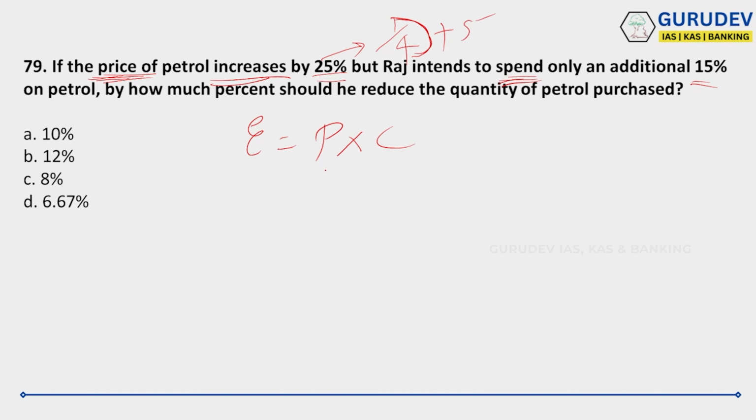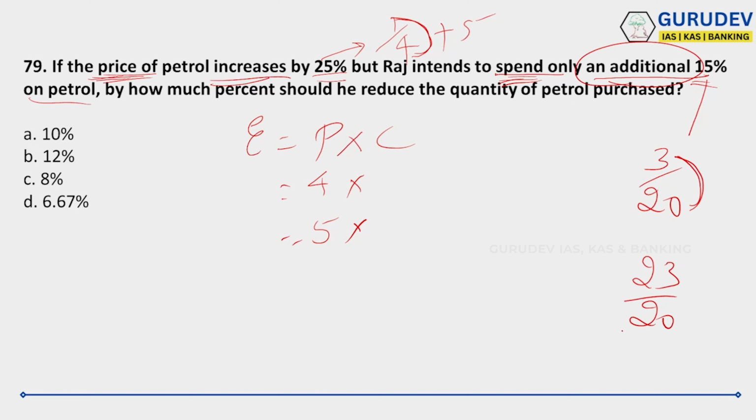So the price was 4, now it has increased by 25%, that is 5. Now what is he telling? He spends only an additional 15% on petrol. Before, what is 15%? 15% is 3 by 20. Is it additional? So add this one. If you add the 20 to the 3, it will be 23 by 20.